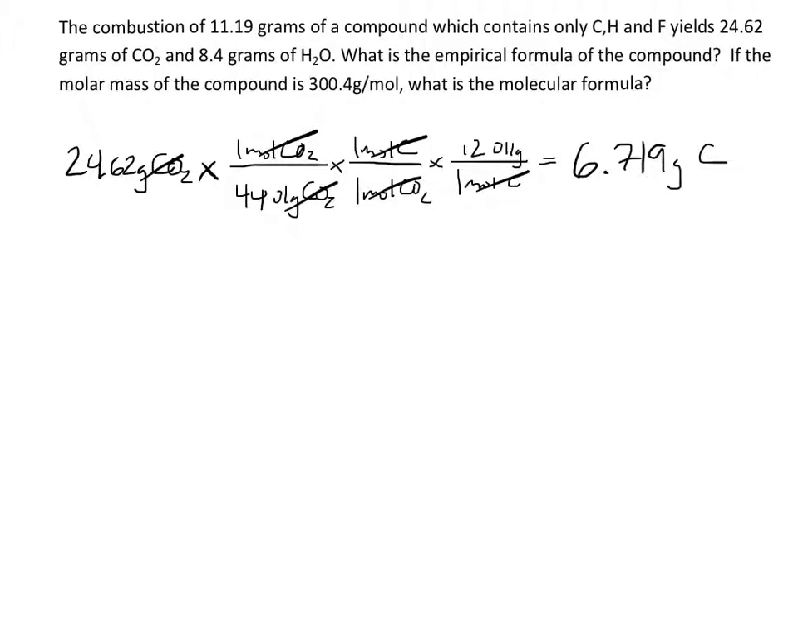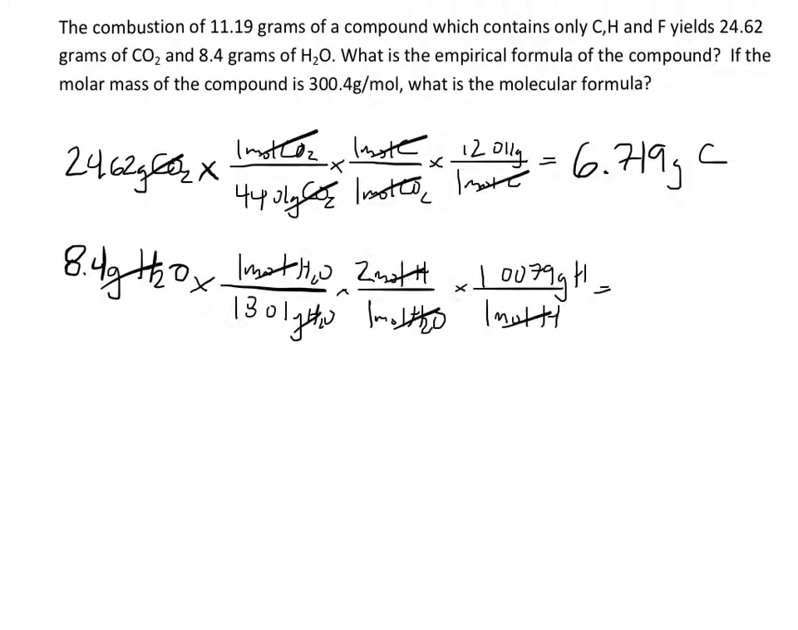Now we need to figure out how much hydrogen there was, and we're going to use our 8.4 grams of water that we collected and use that to convert over to hydrogen. So when we set that up, making sure to use multiple sig figs on the molar masses, we can see that there is 0.9402 grams of hydrogen.